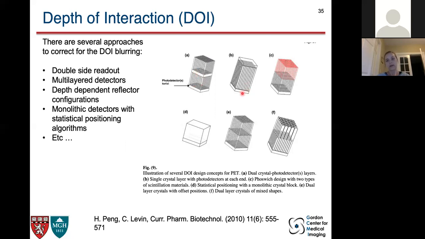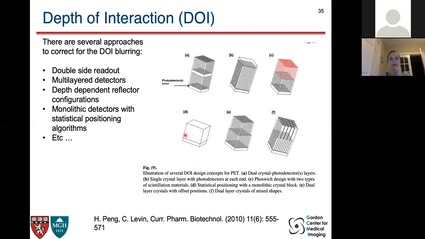Another way is to have photodetectors on both sides of the crystal array. In this way, the difference in signal between these two will be correlated with the interaction depth along the crystal here. Another way of doing it is to use a single photodetector, but have two crystal arrays with different timing characteristics, where, for example, this array will have a very short signal, and then this array will have a long signal. So if we analyze the pulse shape, we can determine if the event took place here or here.